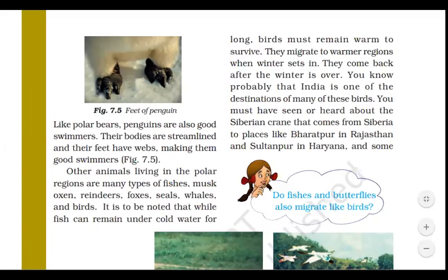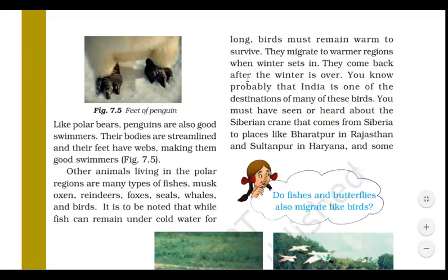They have changed their food habits. When you talk about countries like Russia or any cold countries, they have more consumption of meat. I hope all of you know that. But we are mostly vegetarians. So there are many things which change. Now, we will talk about migration.